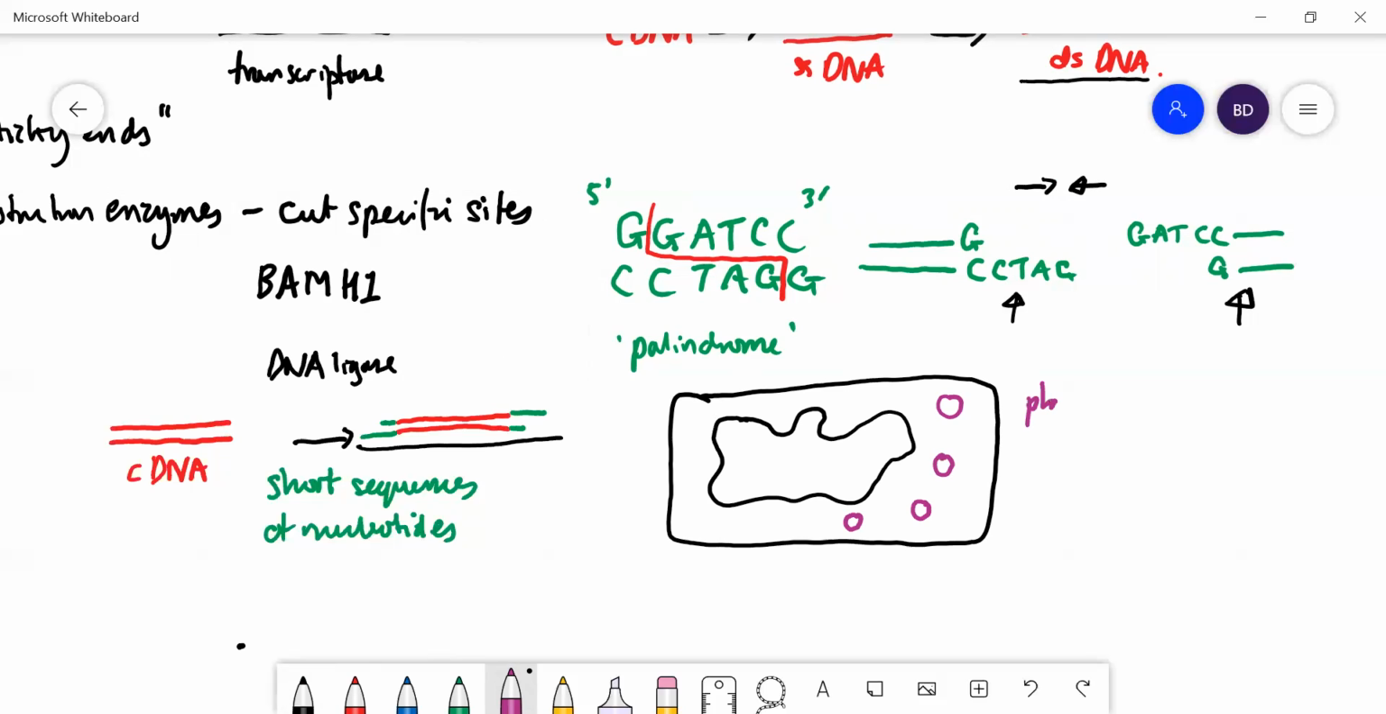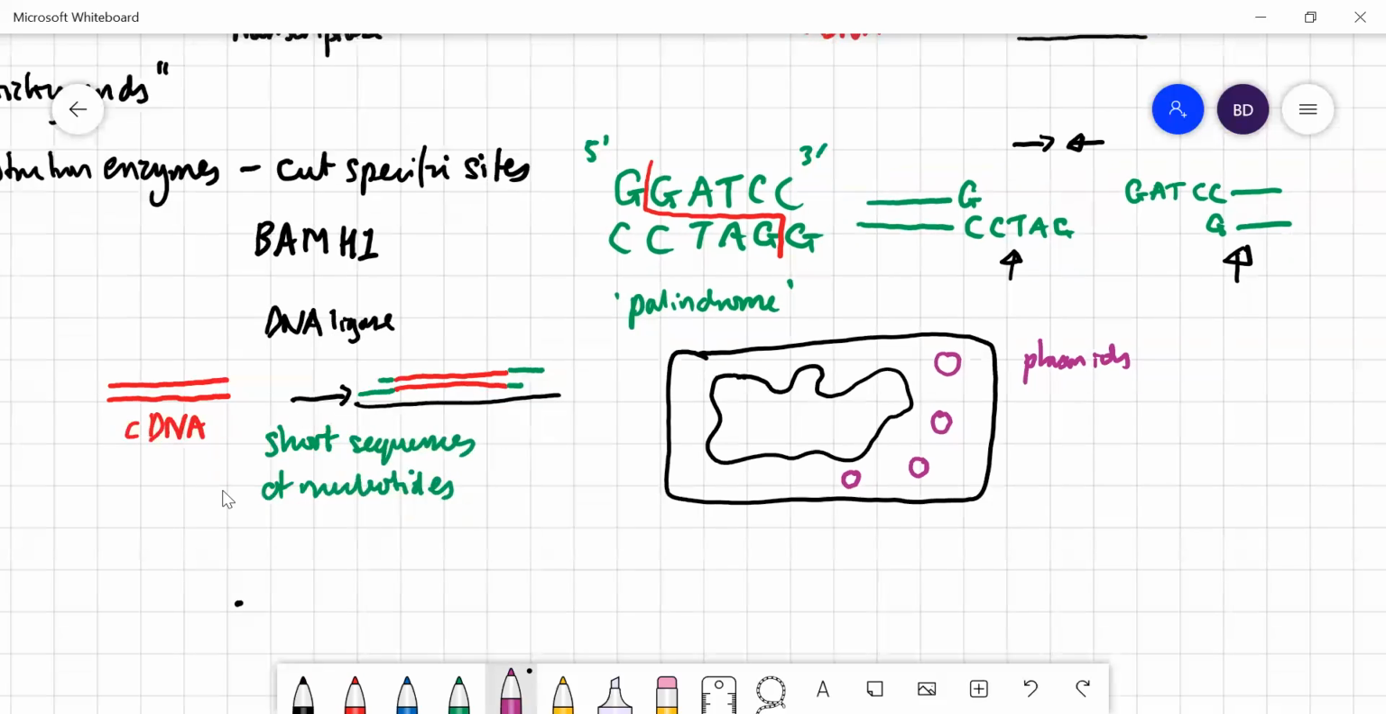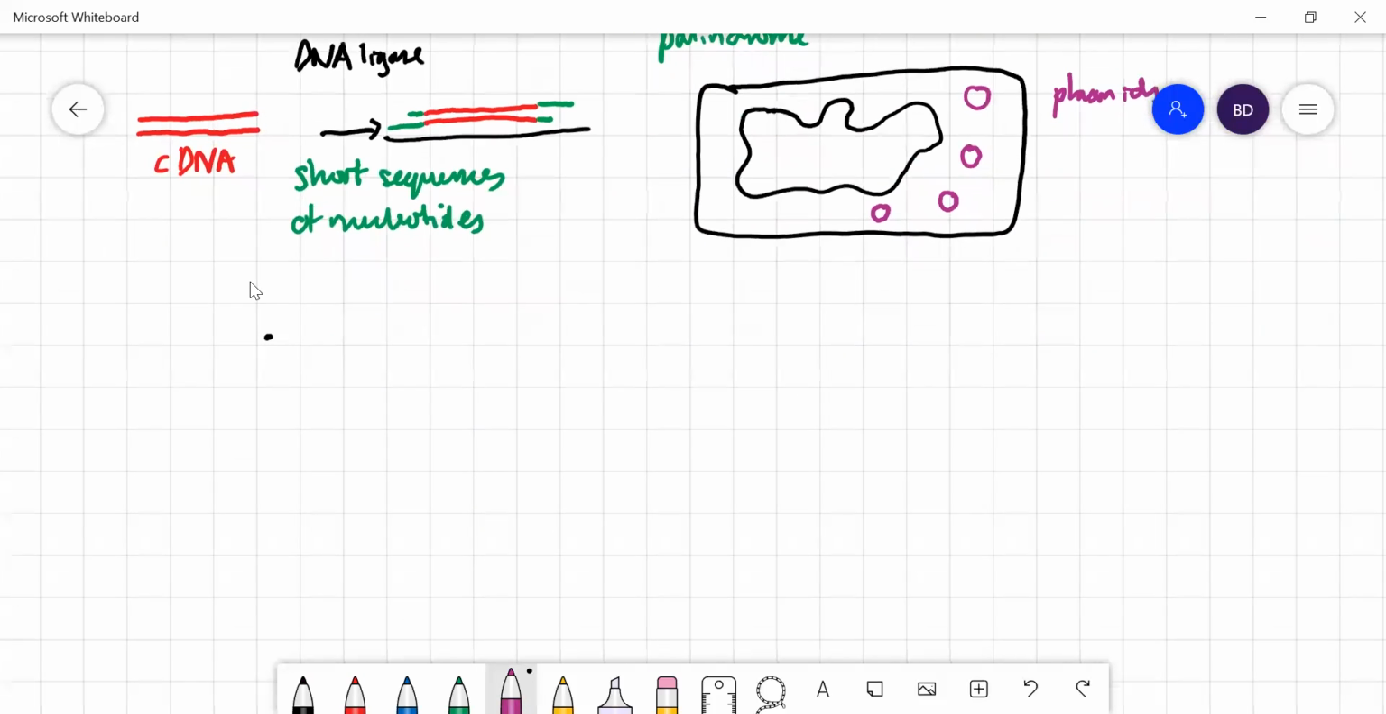And they can actually, bacteria are a bit leaky, and those plasmids can pass out of one bacteria into another one and transfer bits of DNA from one bacteria to another. And that's in fact how antibiotic resistance genes are spread. So it's obviously, in that case, it's not a good thing, but it's very useful to use in this cloning technology.